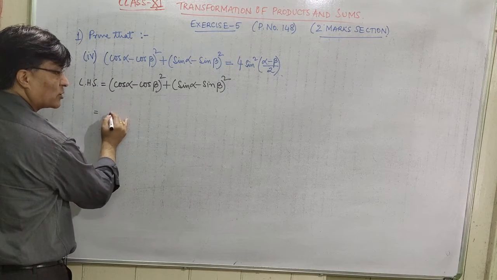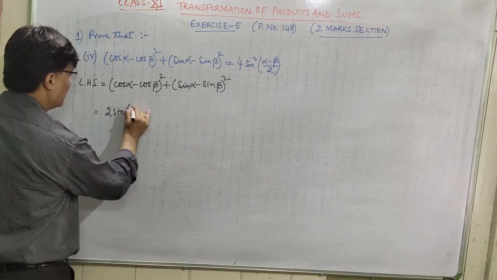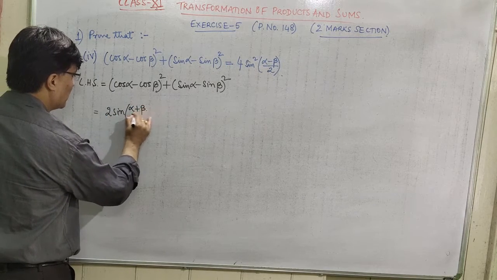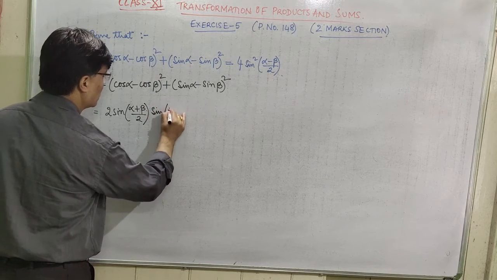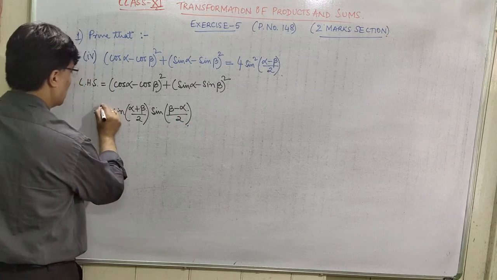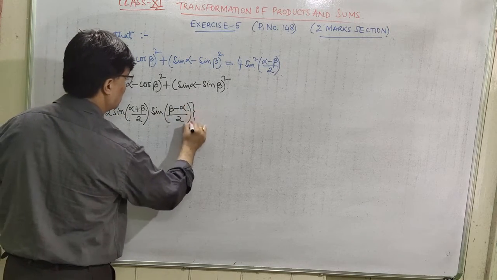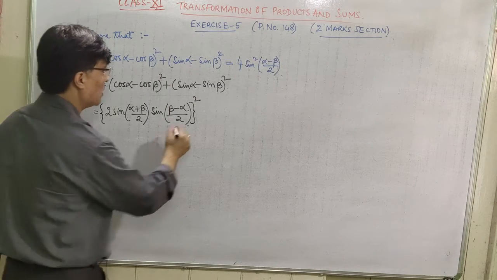What is cos alpha minus cos beta? That is cos C minus cos D. 2 sine of C plus D by 2, here it is alpha plus beta by 2. Then sine of D minus C by 2. What is D minus C here? Beta minus alpha by 2. So let us put it within second bracket, and whole square is also there. Okay? Plus.